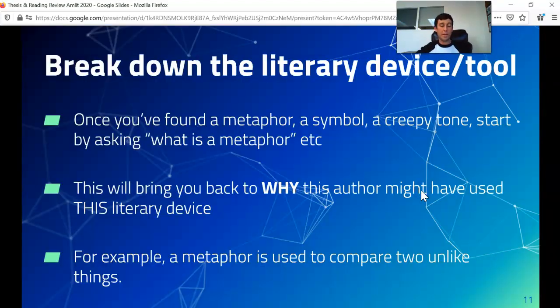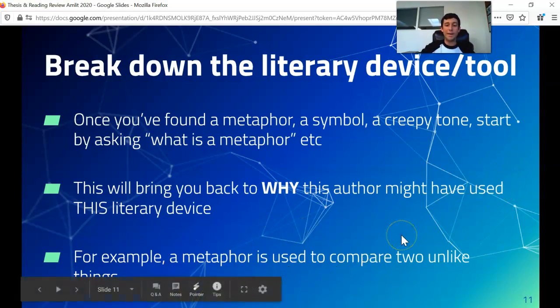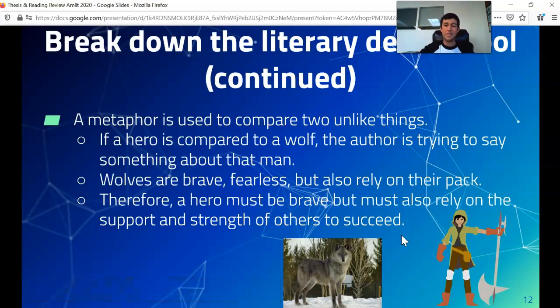Okay, so once you've identified those literary devices, you say, okay, here's a metaphor. The author's using a metaphor to compare this person to another thing. Break that down. Once you've found a metaphor, a symbol, a creepy tone, whatever, start by taking a step back and saying, well, what is a metaphor and what does it do? This brings you back to the idea of why an author would ever use a metaphor. It's one thing to say, oh, cool, a metaphor, but another thing to be able to say something about why Mark Twain would use a metaphor in this scene. For example, continuing with this metaphor example, these metaphors are used to compare 2 unlike things. I'm going to get real specific and give you an example here.